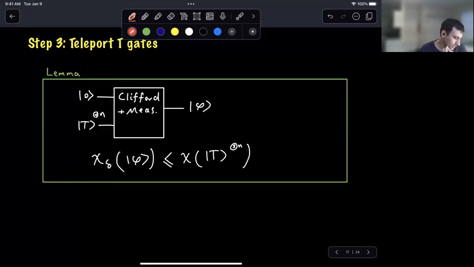Now we can prove a basic lemma: if you look at this circuit, it has a Clifford plus some measurement, and it has some input ports initialized in 0 and some input ports initialized in T to the n, and the output is some state phi. Then we can show that the stabilizer rank of, sorry, here should be delta. The stabilizer rank of T to the n is lower bounded by the stabilizer rank of the state phi at the output of your circuit.